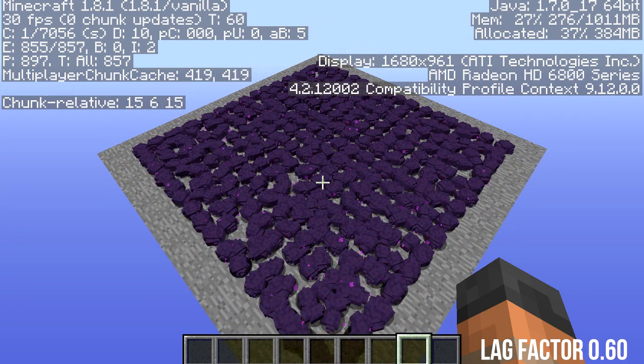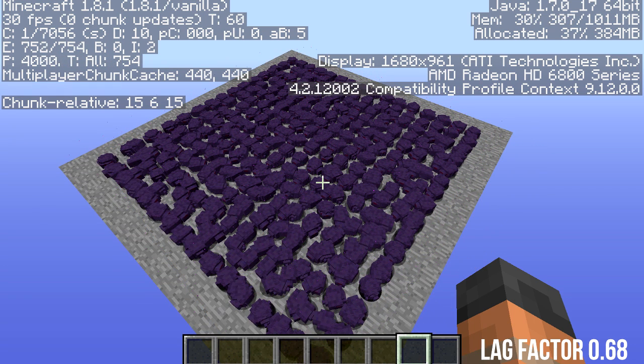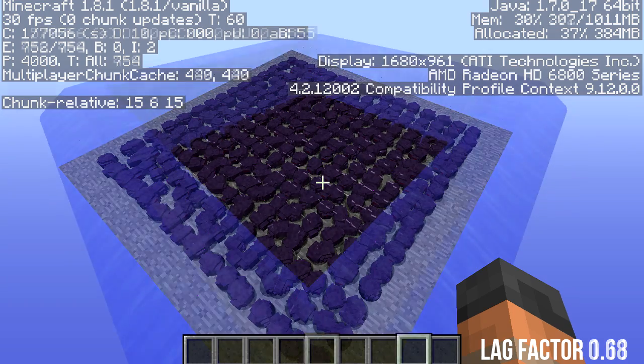Next up we have the Endermite. There are 850 of these guys right here, but my particle effects are turned off. So when I turned my particle effects on, they went down to around 750. So particle effects obviously make a difference. And also with these guys, when you move away by 16 blocks, they will no longer be displayed on your screen, which is interesting.